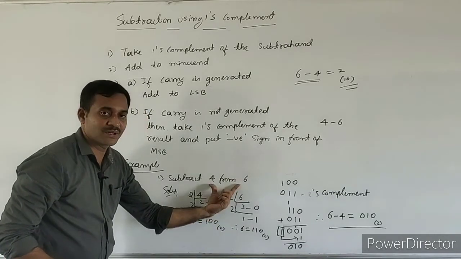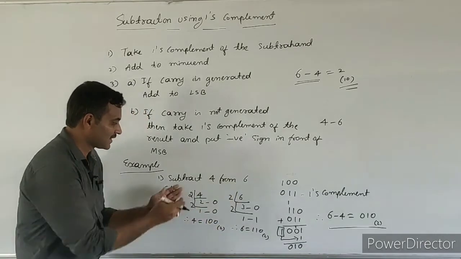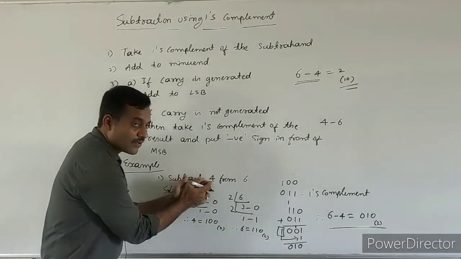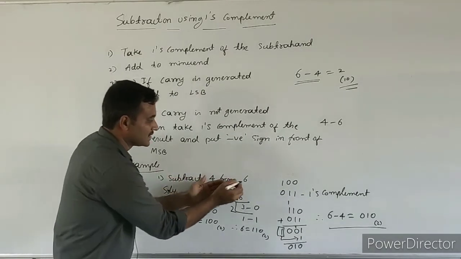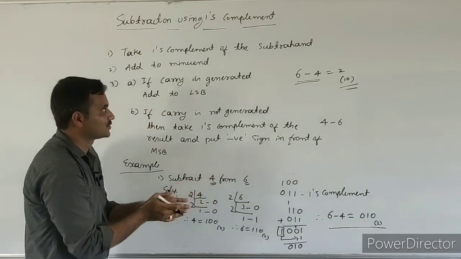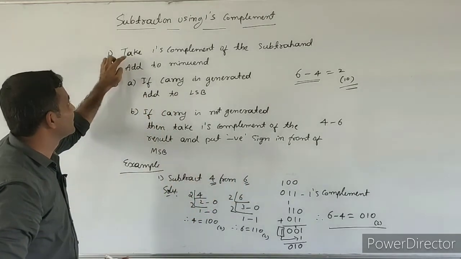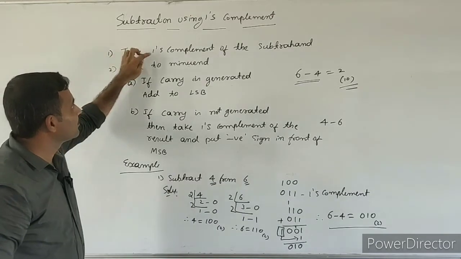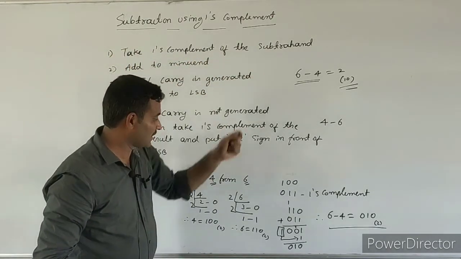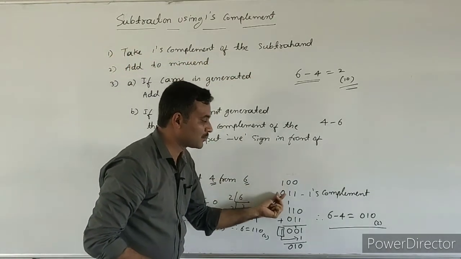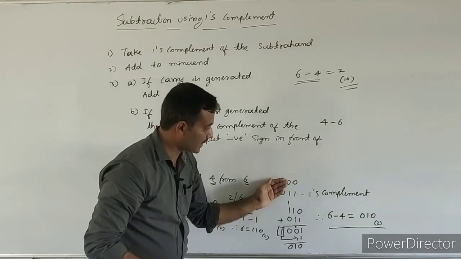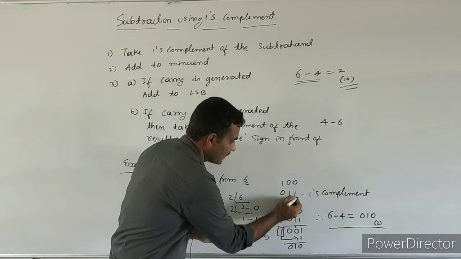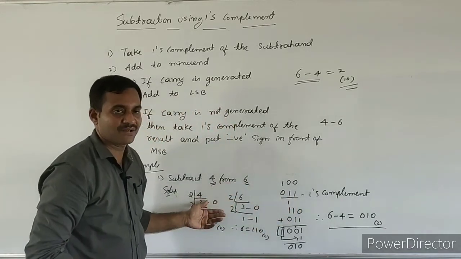First we convert the given numbers to the binary equivalent. The statement is to subtract 4 from 6. Hence 4 is the subtrahend and 6 is the minuend. The first step is to take the ones complement of the subtrahend, 4, by changing all 1s to 0s and all 0s to 1s.